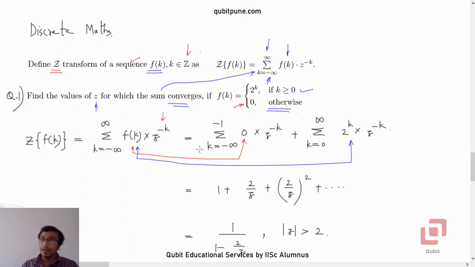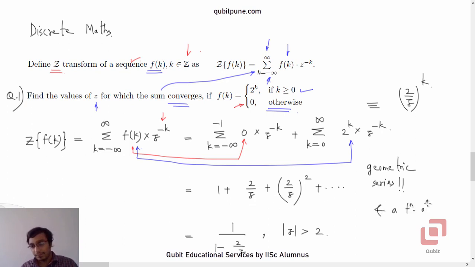And 2 to the power k into z to the power minus k is as good as writing 2 upon z to the power k. Meaning this is now a geometric series. But note also that at the same time this is also a function of z.